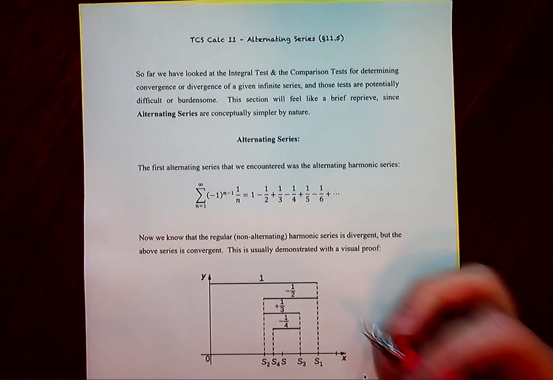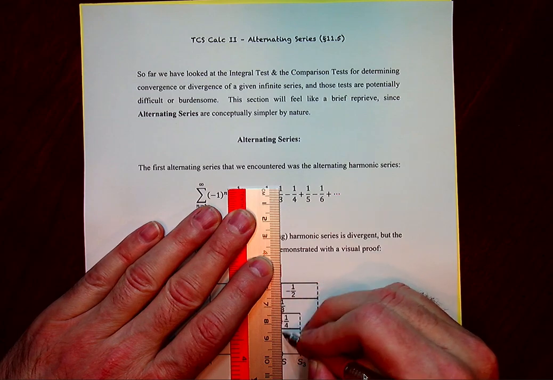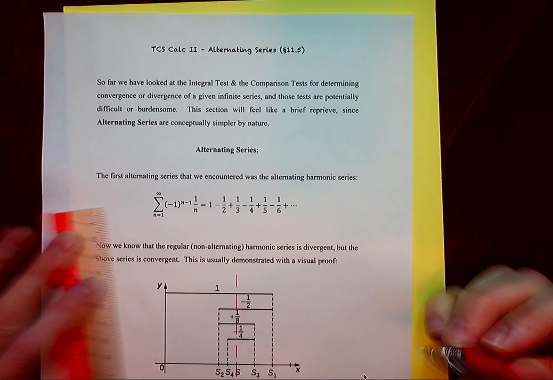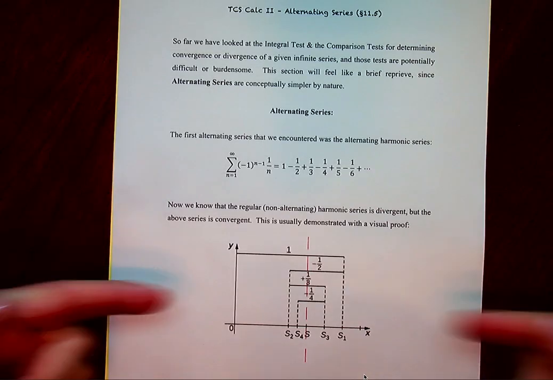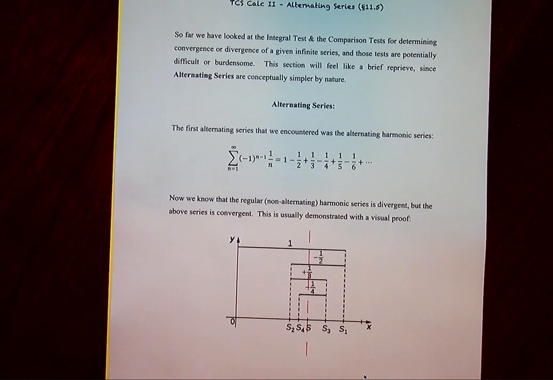And what you're doing is you're slowly but surely arriving at this sum right here. It basically is pushing in from both sides to arrive at that sum. And that would basically just be the visual proof that the alternating harmonic series is actually convergent.